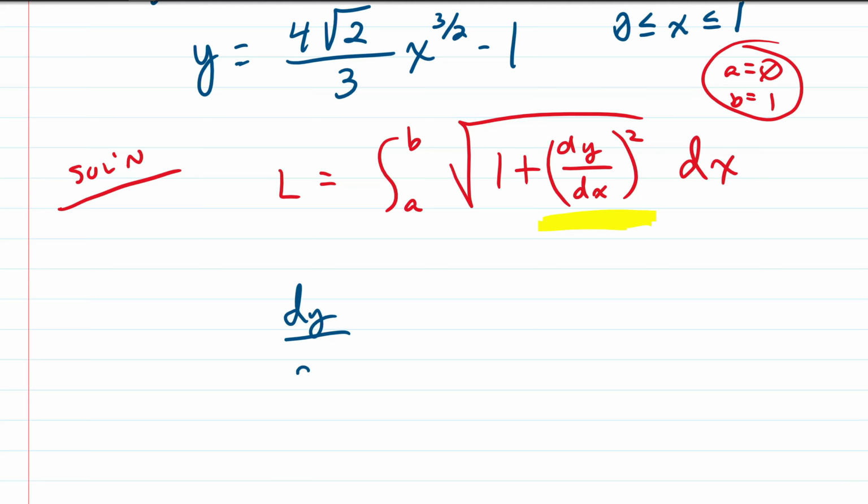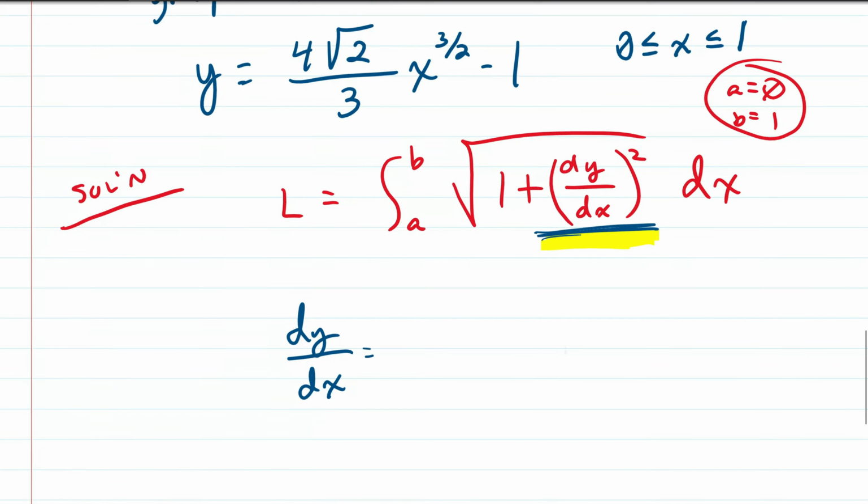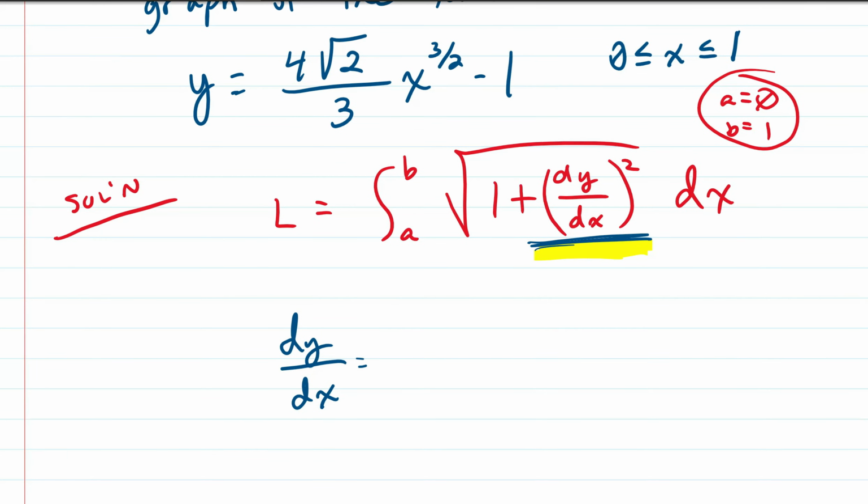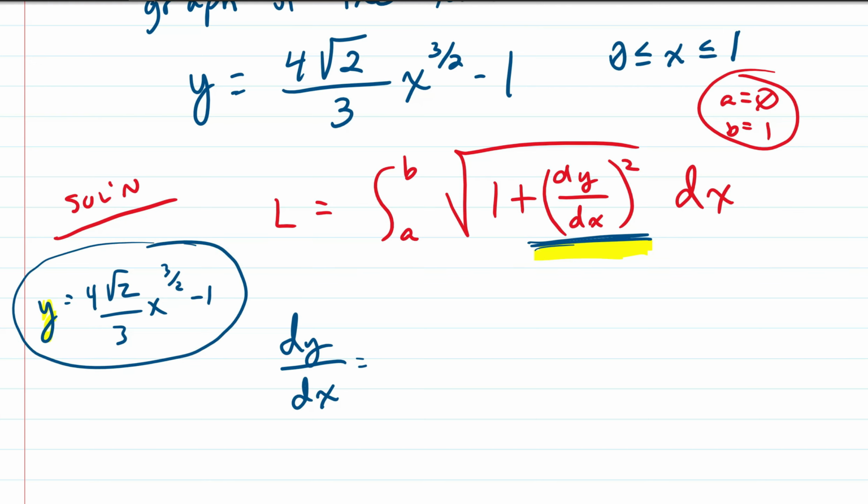dy/dx. So we're going to take the derivative of that portion that I just highlighted. The derivative of that portion for us is going to be taking the derivative of the 4 square root of 2 over 3, and I'll write that down. So what's y? Y is going to be 4 square root of 2 over 3 x to the 3/2 minus 1, right? So we're just using that and taking the derivative of that.